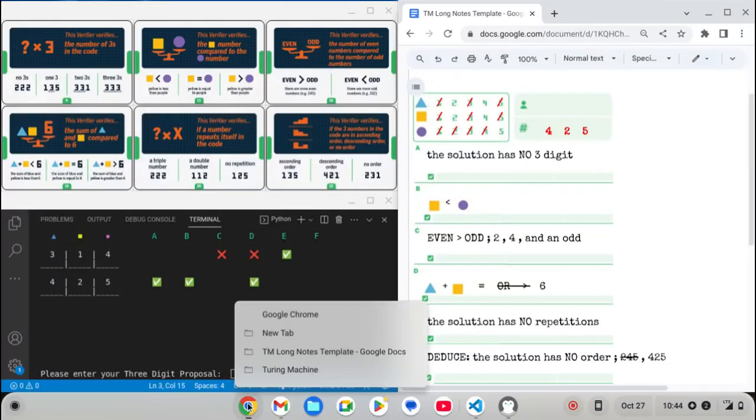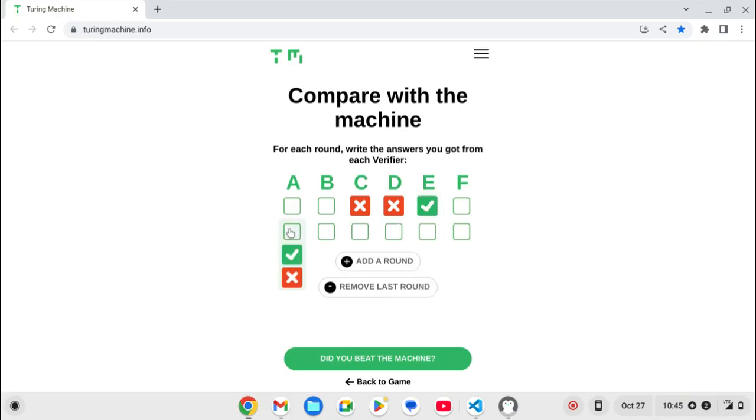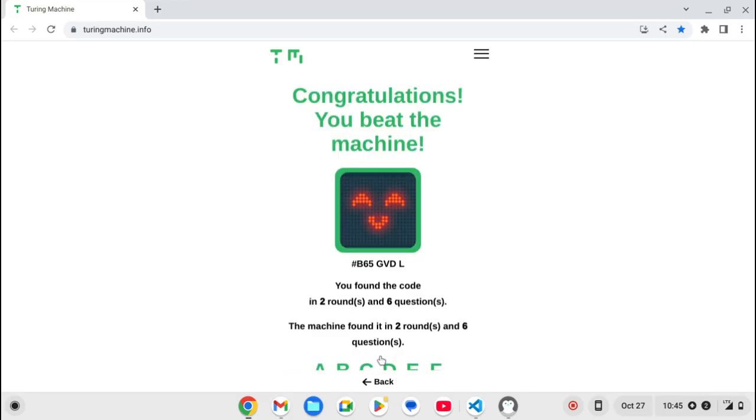So again, C, D, E in the first round. So both C and D were incorrect. E was correct. We did A and B, and they were correct. And we retested D and deduced F. And so that D was the sum of the first 2 being equal to 6. So how do we do? Wow, so we tied it.